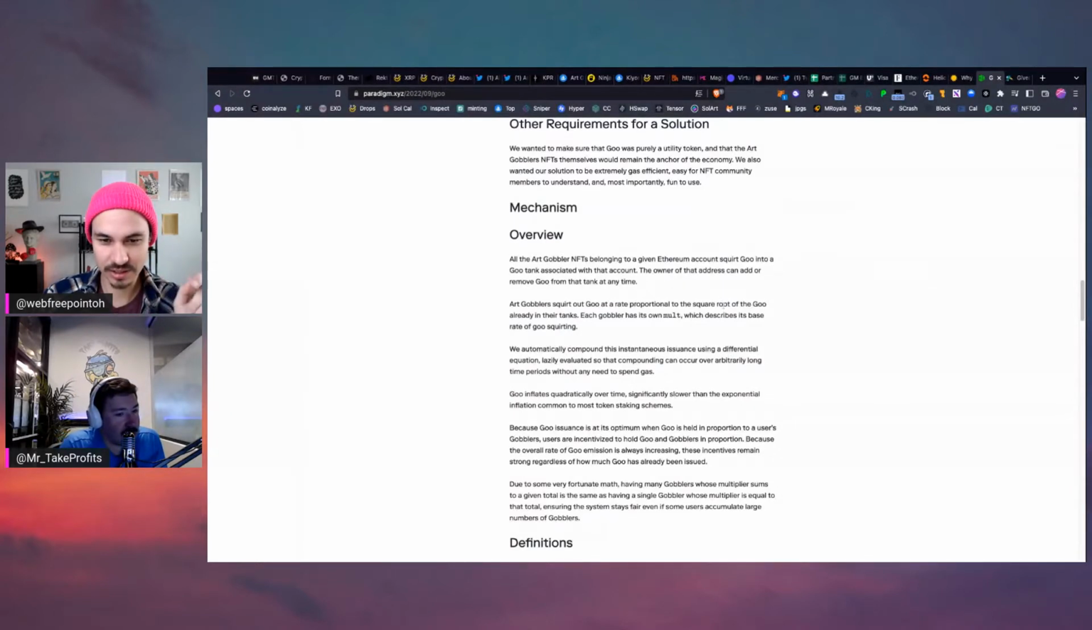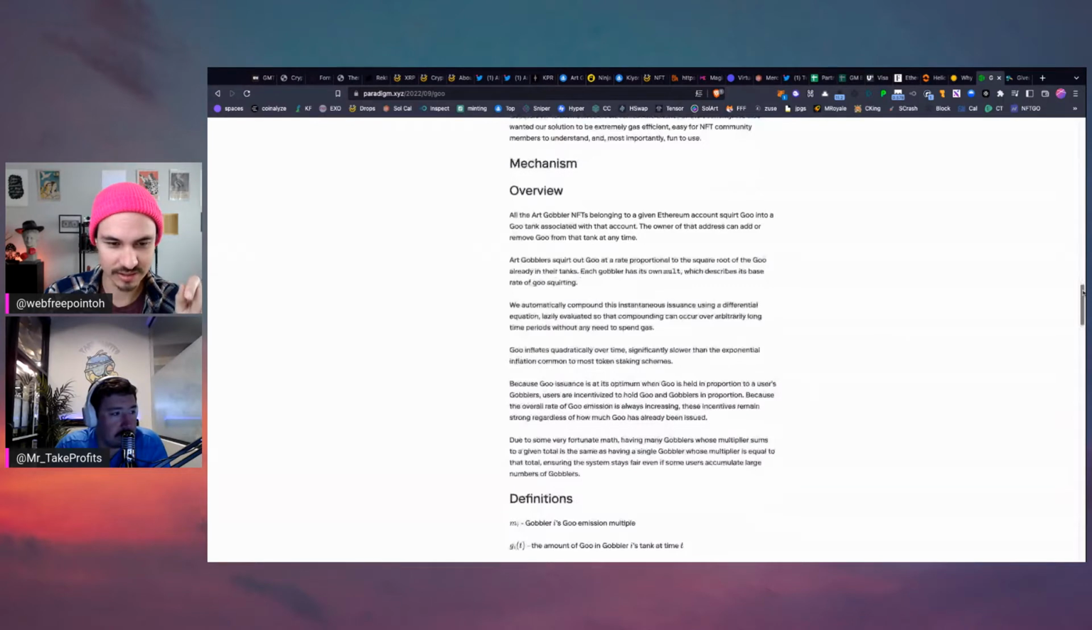All the Art Gobbler NFTs belonging to a given Ethereum account squirt goo into a goo tank that's associated with that account. The owner of that address can add or remove goo from that tank at any time. So it's like a goo wallet, essentially. Art Gobblers squirt out goo at a rate proportional to the square root of the goo that is already in their tanks. Each gobbler has its own multiplier, which describes its base rate of goo squirting. We automatically compound this instantaneous issuance using a differential equation, lazily evaluated so that compounding can occur over arbitrarily long time periods without any need to spend gas. Decipher that sentence. Yeah, exactly.